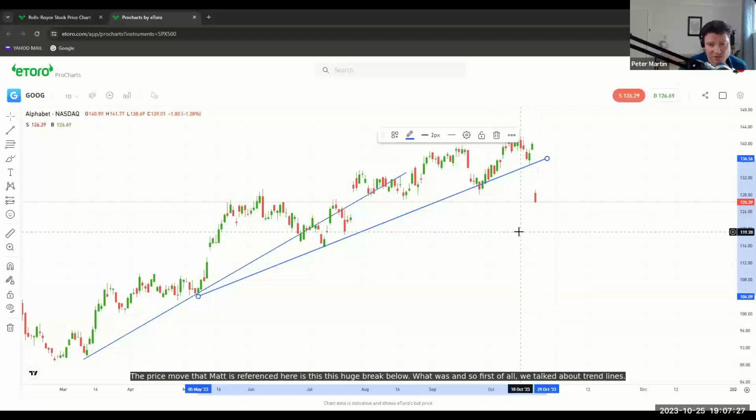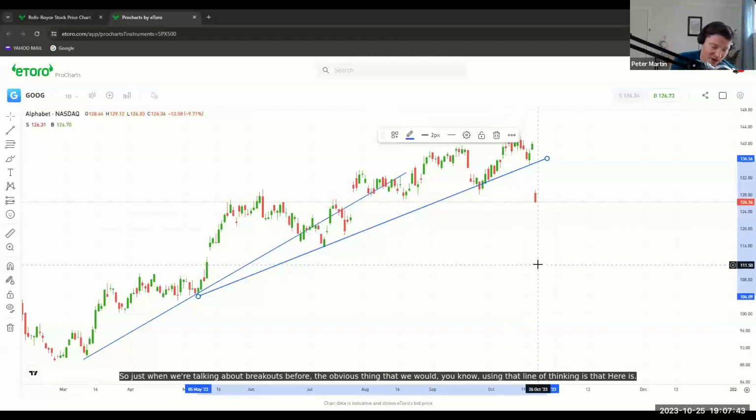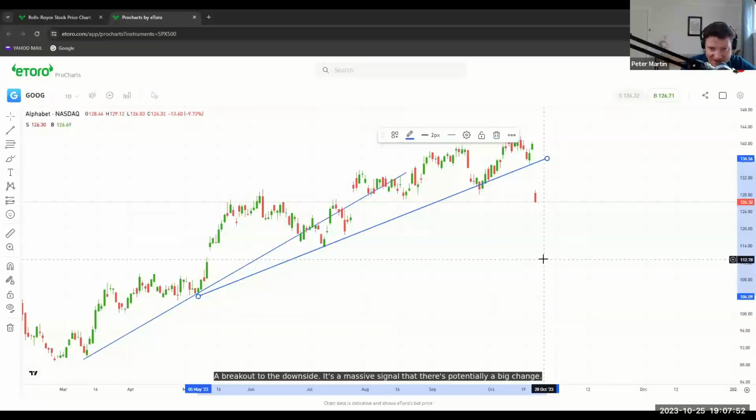And so first of all, we talked about trend lines. With an uptrend, the trend line below represents a support line. So price has clearly broken massively below where there was previously support. Just when we were talking about breakouts before, the obvious thing, using that line of thinking, is that here is a breakout to the downside. It's a massive signal that there's potentially a big change occurring in the trend.